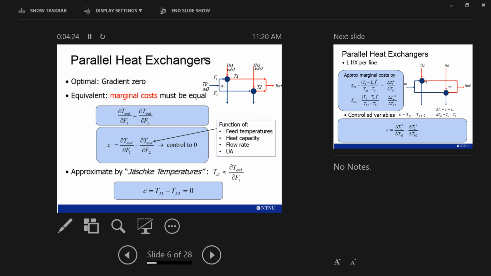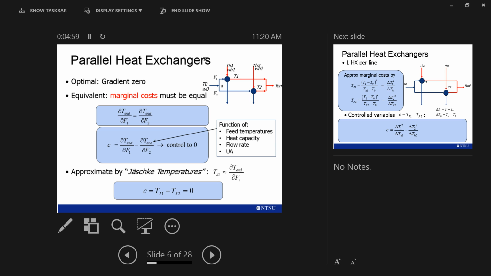Typically, if we have a situation like up here for this heat exchanger network, we have an unconstrained optimum. In this case, the optimality condition says the gradient must be 0. Equivalently, we can also write this optimality condition in such a way where we say the marginal costs must be equal. That means that a change in the flow rate on the first branch must have the same effect on the end temperature as a change in the flow in the second branch. If that's the case, then it's balanced and we're optimal.